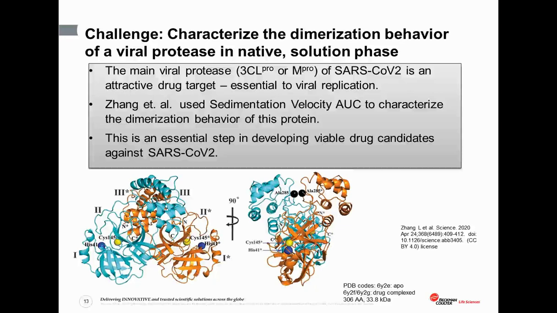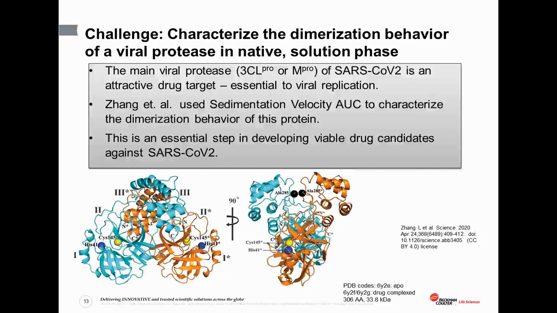So summarizing what we've talked about so far, the main viral protease, frequently called 3CL-Pro or M-Pro, of SARS-CoV-2 is a very attractive drug target. This is a protein essential to viral replication. In other words, if you throw a spanner in the works and prevent this protein from properly functioning, then you might be able to develop a drug candidate against COVID-19. Zhang and co-workers used sedimentation velocity AUC to characterize the dimerization behavior of this protein. And this, of course, is an essential step in developing viable drug candidates.